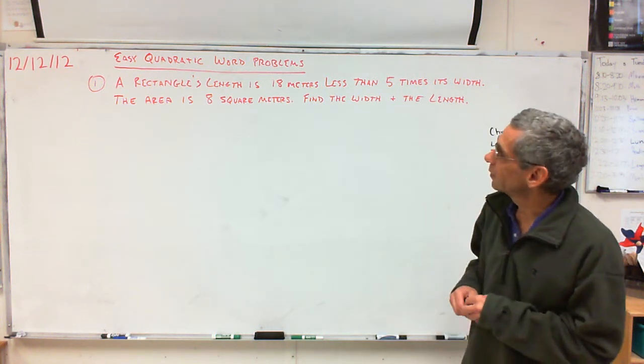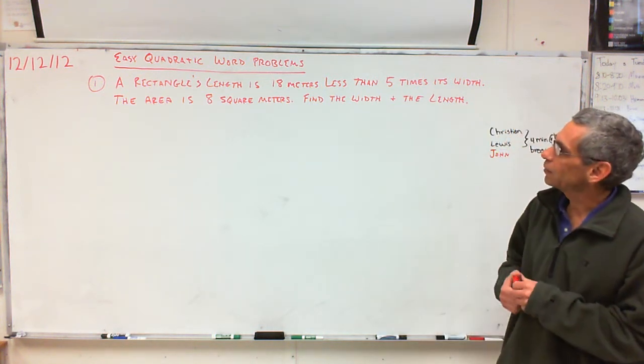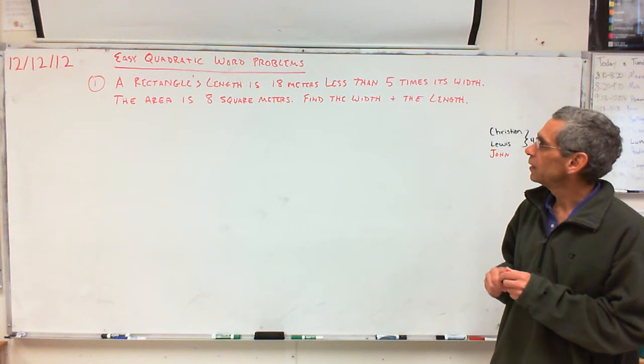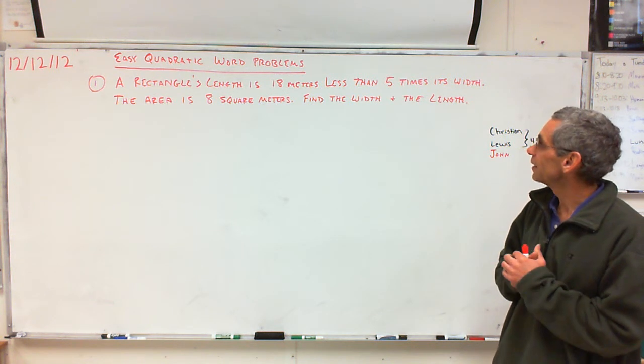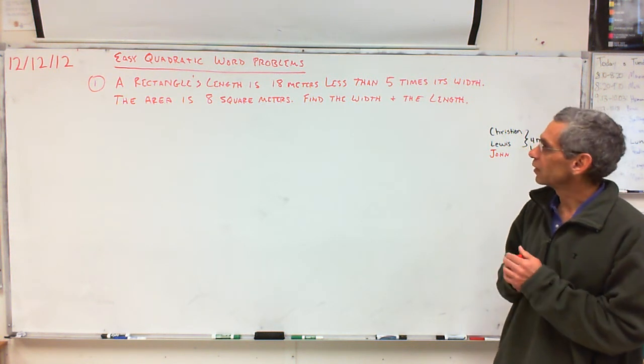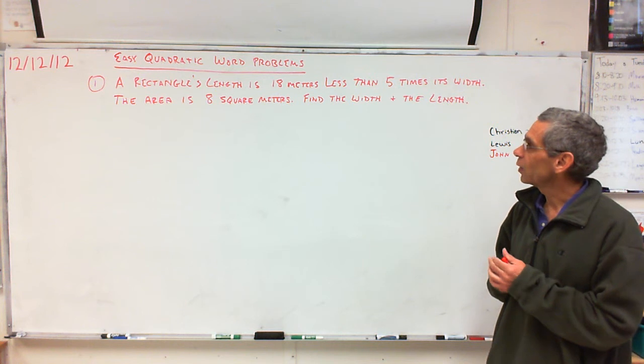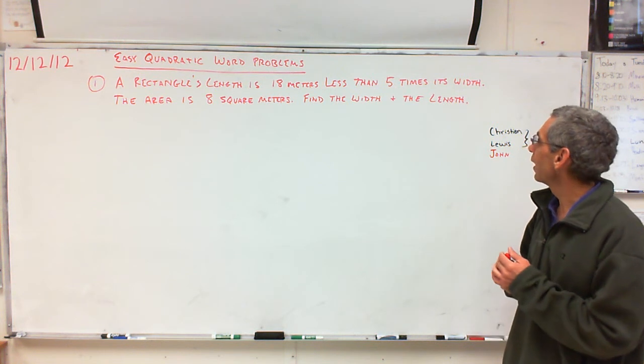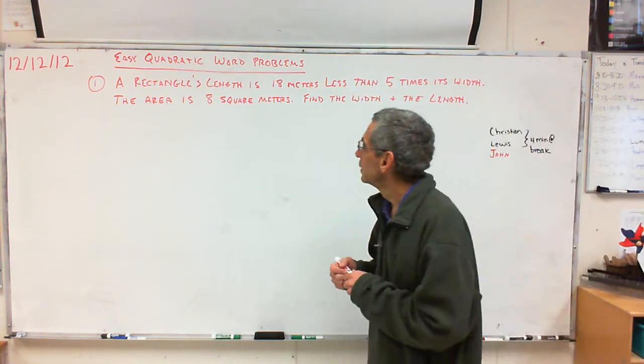So the word problem is: a rectangle's length is 18 meters less than 5 times its width. The area is 8 square meters. Find the width and find the length. All right.